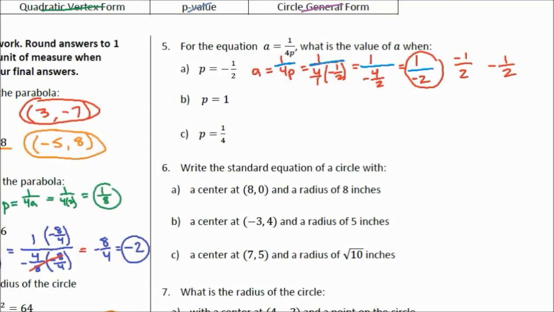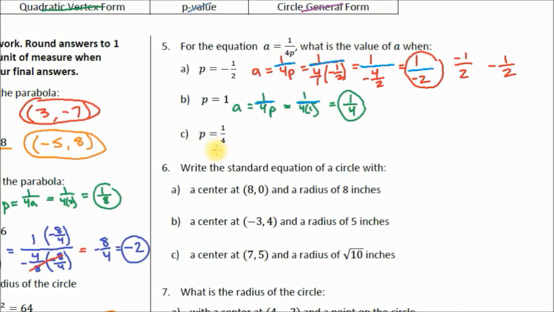Okay, so there's the letter B. Let's take a look. I'm sorry, there's letter A. Here's letter B. What if p is equal to 1? All right, that means a is equal to 1 over 4p, which is 1 over 4 times 1. Again, I'm going to change these to blue so you can see I'm being very careful to keep the numerator and denominator separate. And that's just equal to, oops, I didn't need that in red. Let's put that in green. That is equal to 1 over 4. And we're actually done. That one's an easy one.